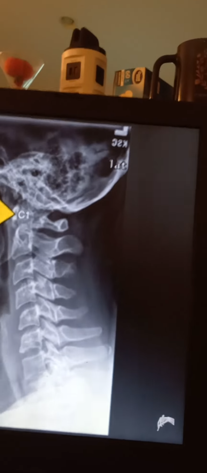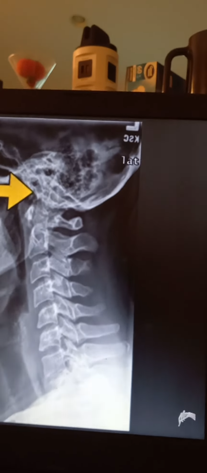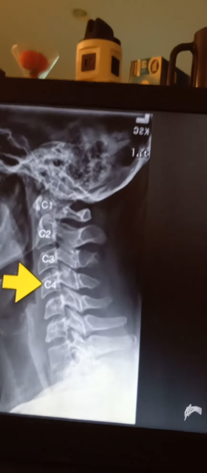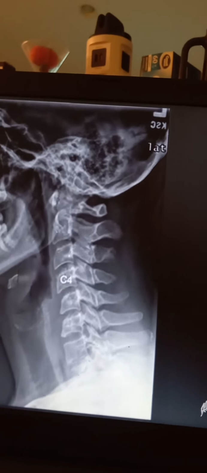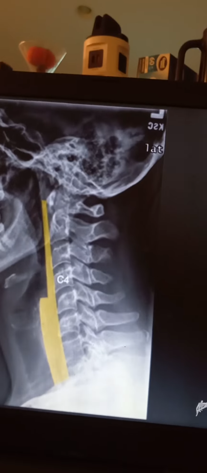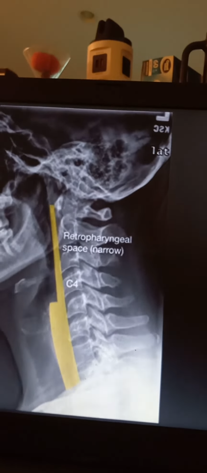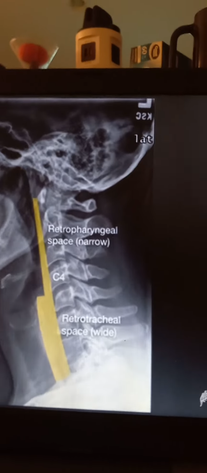The X-ray is a little bit clearer than mine, though. There's the base of the skull, and then C1, C2, C3, and C4 vertebra. I find my C4 vertebra, and above it, in this gray soft tissue space, there's the retropharyngeal space above C4, and there's the retrotracheal space below C4. Notice, if something's for educational purposes or just to note differences, comparison-wise, right?